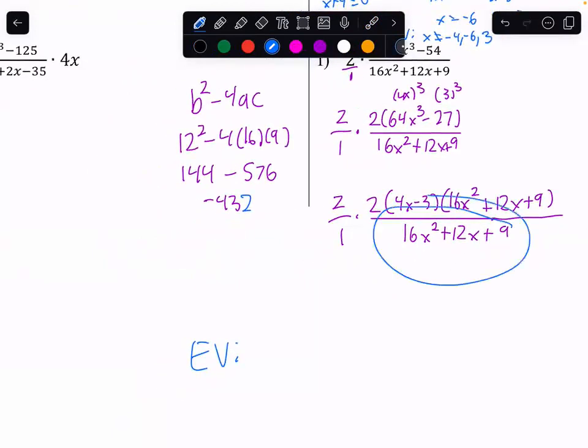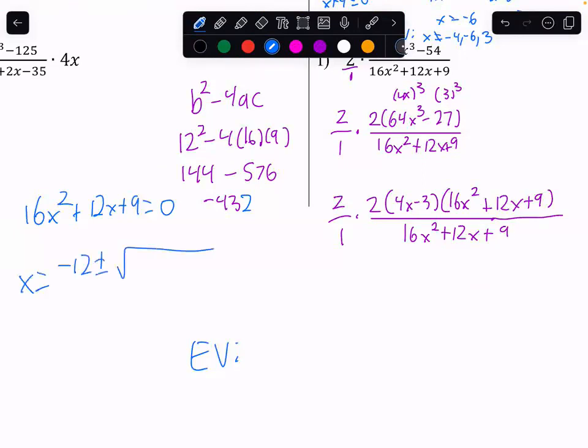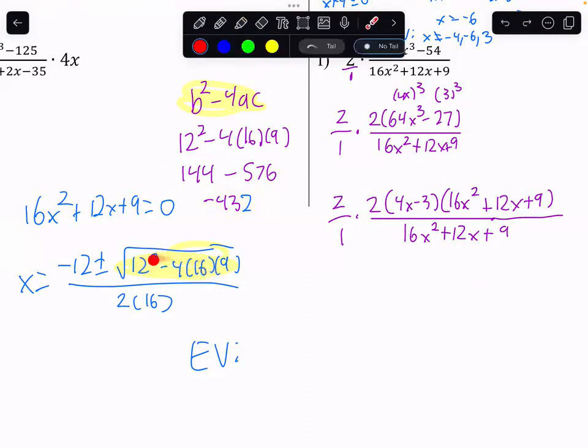If I did the full quadratic formula on this, x equals negative 12 plus or minus the square root of 12 squared minus 4 times 16 times 9, all over 2 times 16, right? But I already know that the b squared minus 4ac turns into a negative number, right? So when I plug negative 432 in the radical, it's not real. Okay, so again, that's a benefit of the discriminant. It lets you know a lot faster if there's real roots or not. So in this case, there's no real roots.